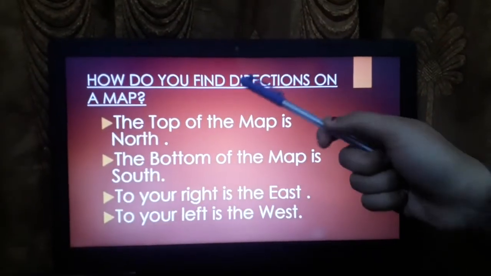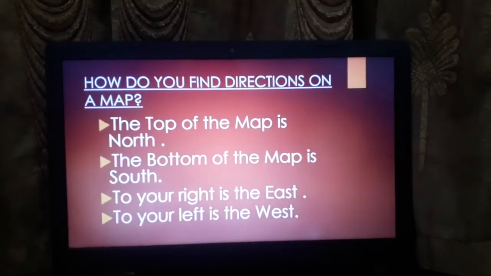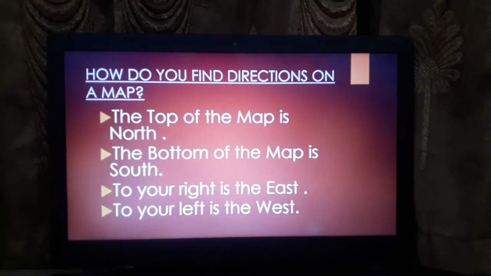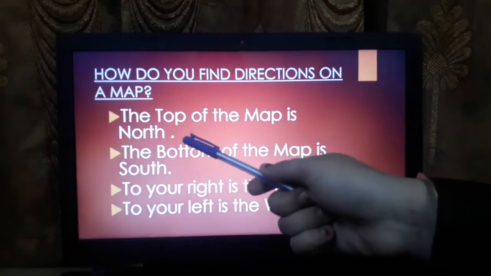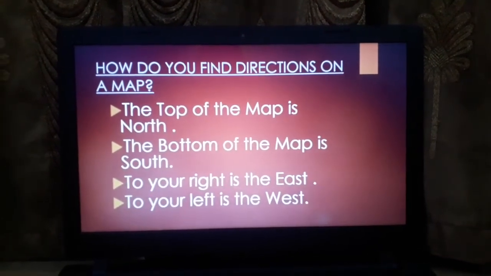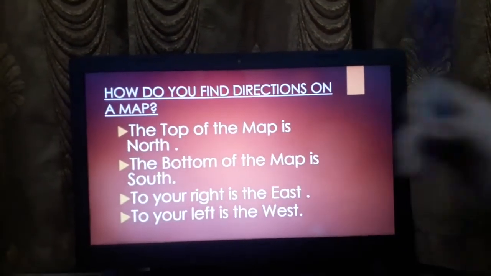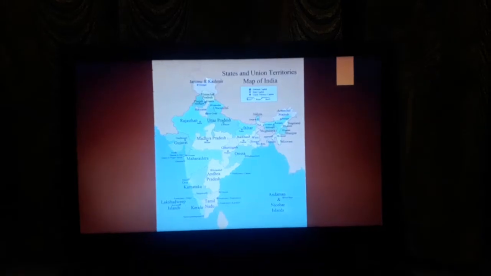Now, how do you find directions on a map? Students, there is a question that how we will find directions on a map. The top of the map is north, as I told you. The bottom of the map is south.